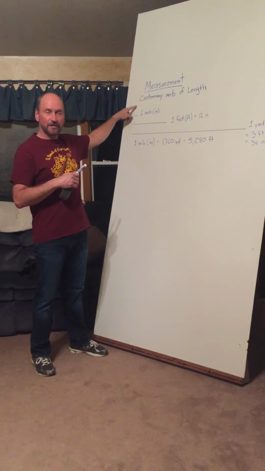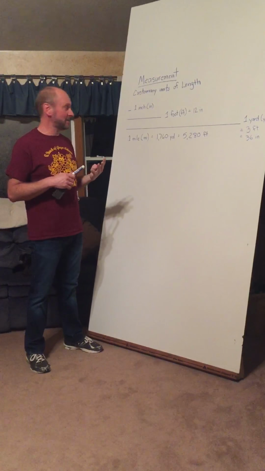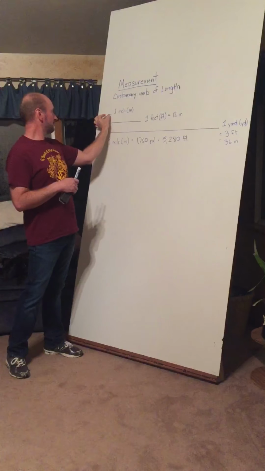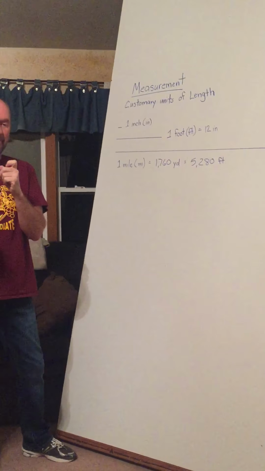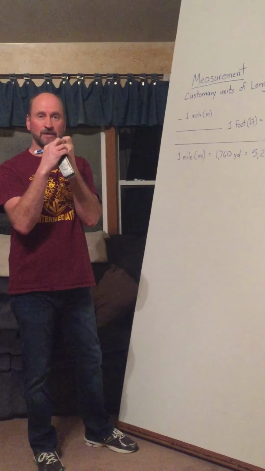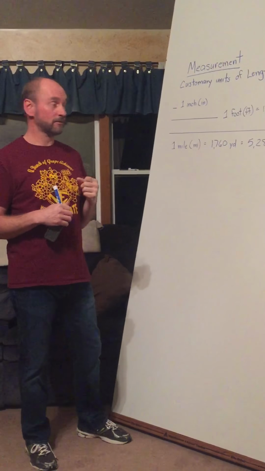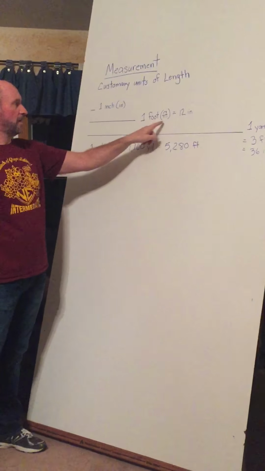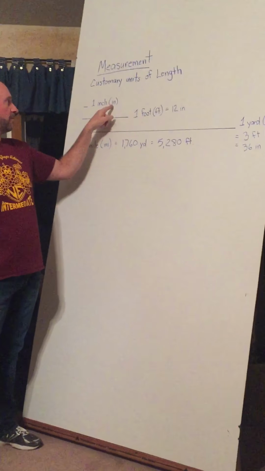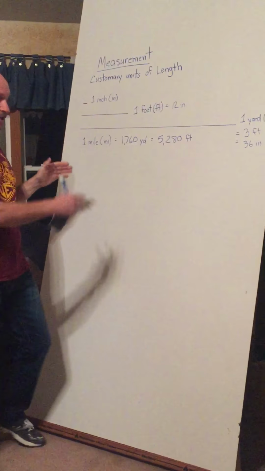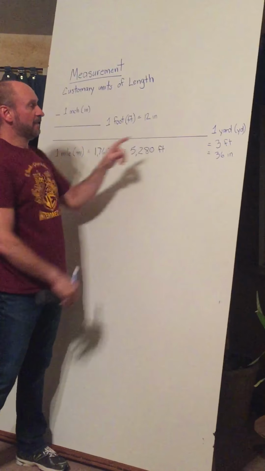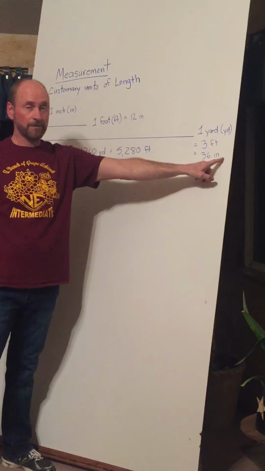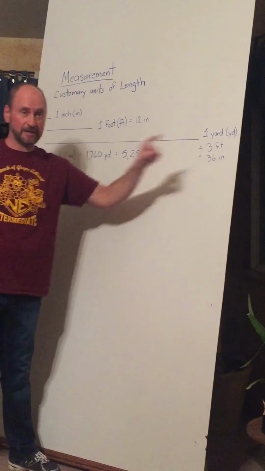So customary units of length, there are 4 units of length in the customary system. There are inches, feet, yards, and miles. An inch is a very small unit of measurement. It's very commonly used. It's about the distance between the first knuckle and second knuckle on your finger. A foot is 12 inches long, abbreviation FT. The abbreviation for inch is IN. A yard, okay? 1 yard, abbreviation YD, is 3 feet long or 36 inches long. 2 different ways to express that measurement.